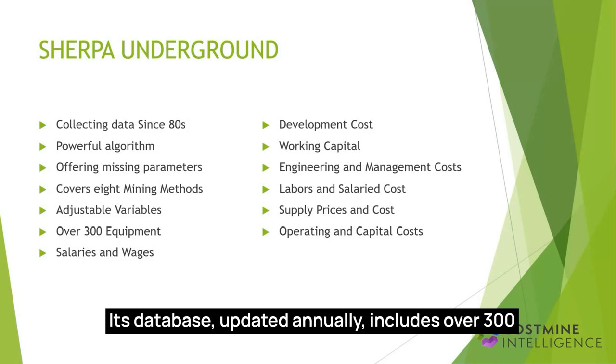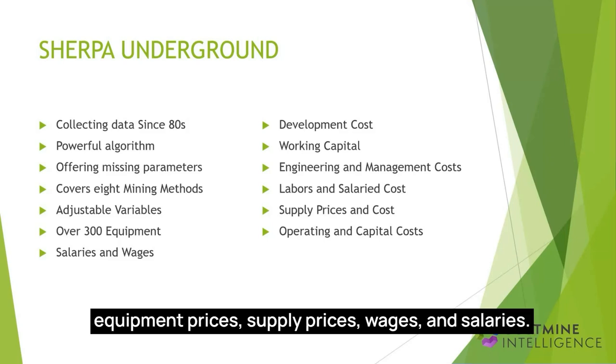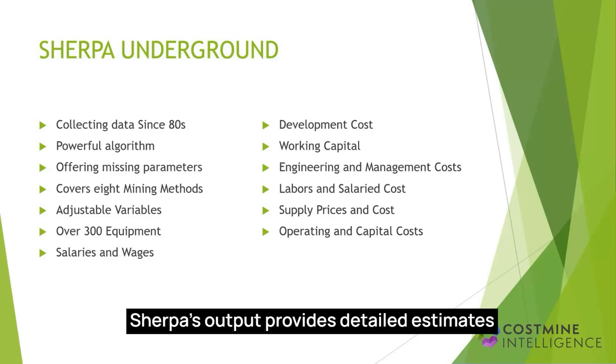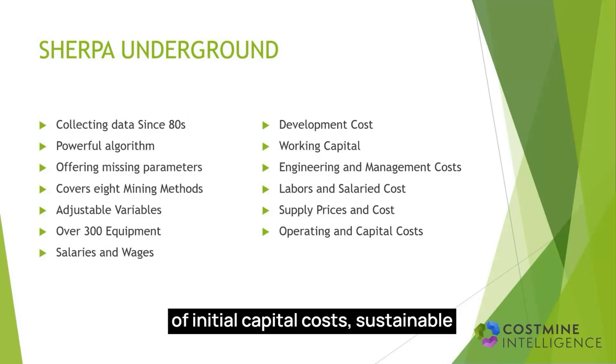Its database, updated annually, includes over 300 equipment prices, supply prices, wages, and salaries. SHERPA's output provides detailed estimates of initial capital costs, sustainable capital costs, and operating costs.